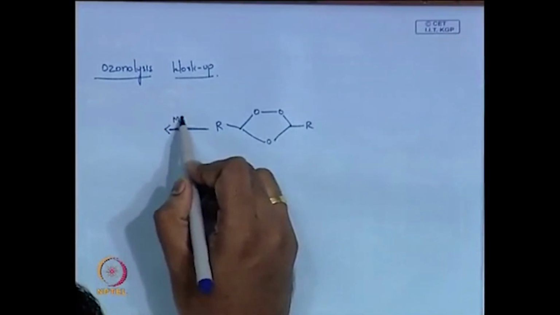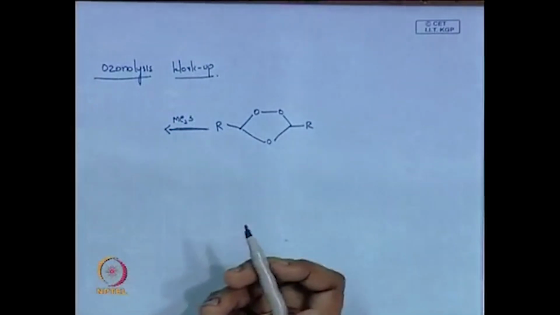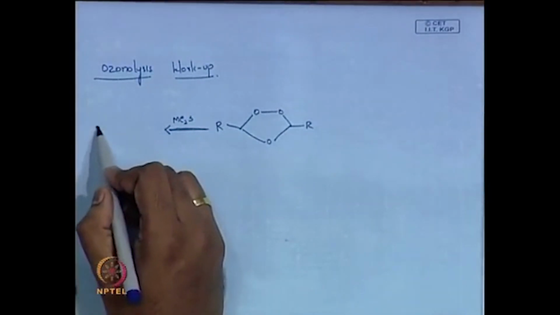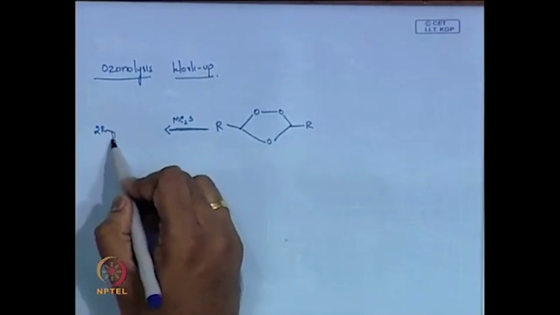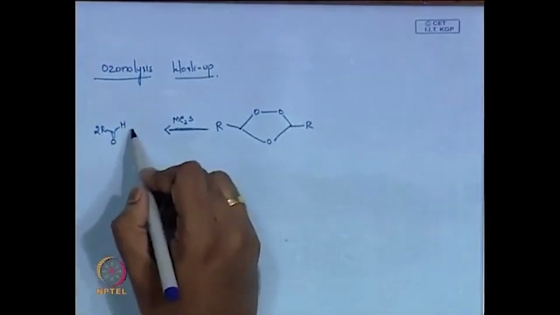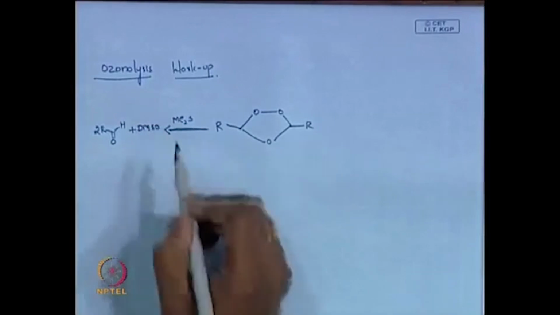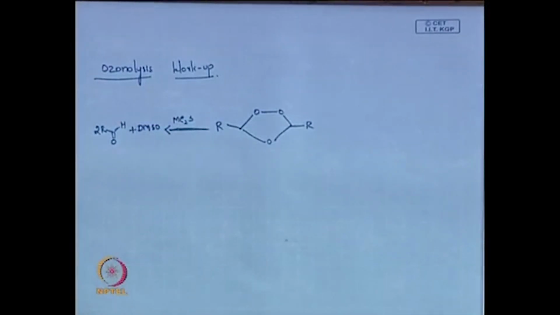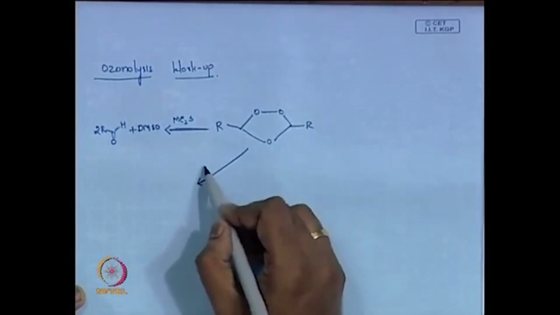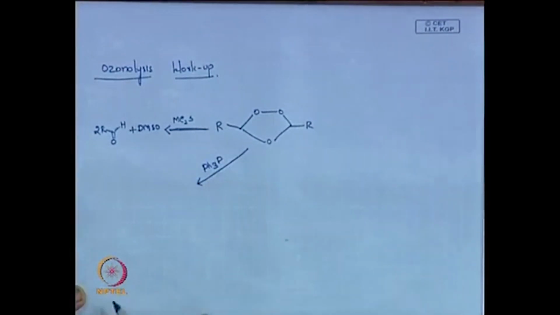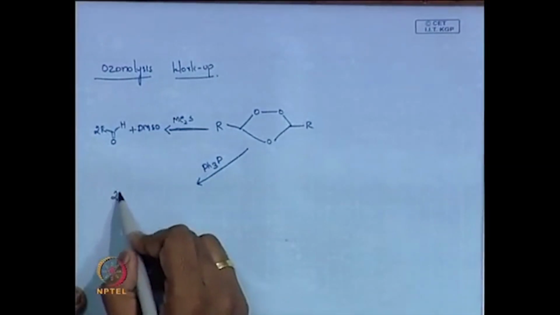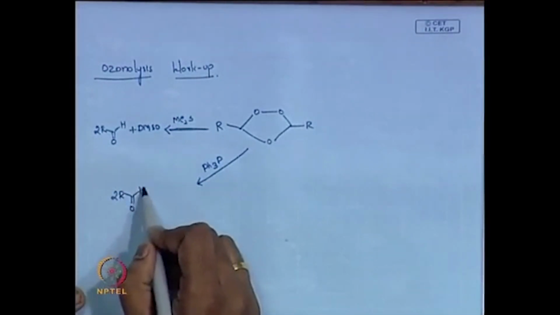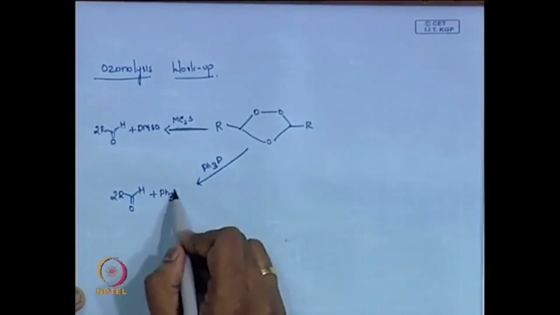Say I can use dimethyl sulfide to work it up. What will I get if I use dimethyl sulfide? I will get 2 aldehydes, and I will get DMSO. You can also use triphenylphosphine; nowadays it is very common to use triphenylphosphine. If you use triphenylphosphine, same type, you get 2 aldehydes plus triphenylphosphine oxide.